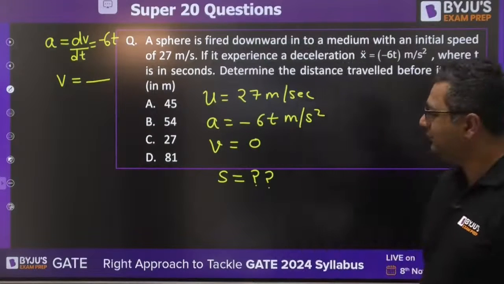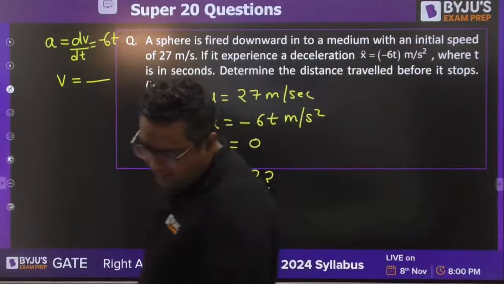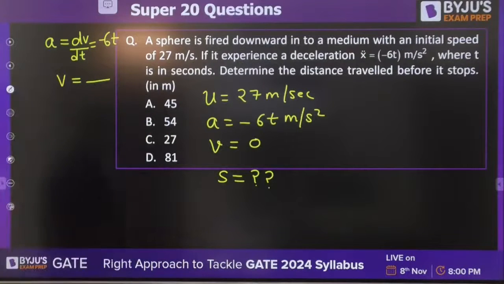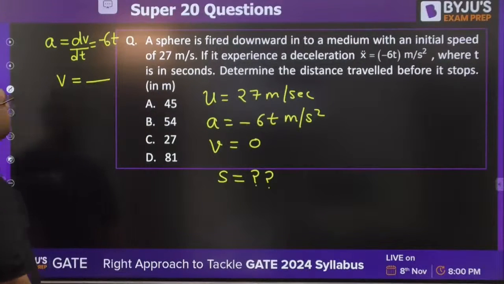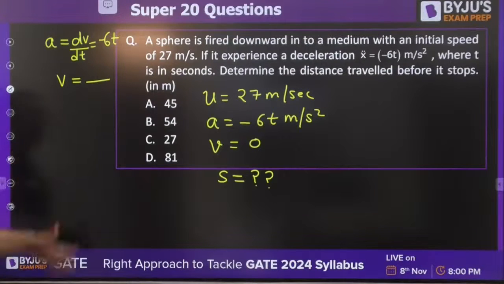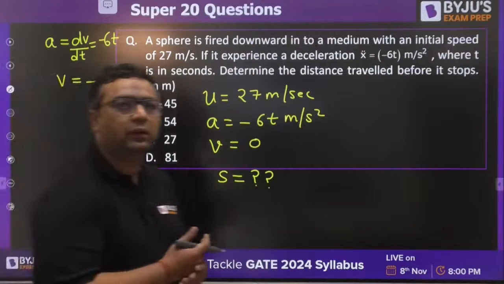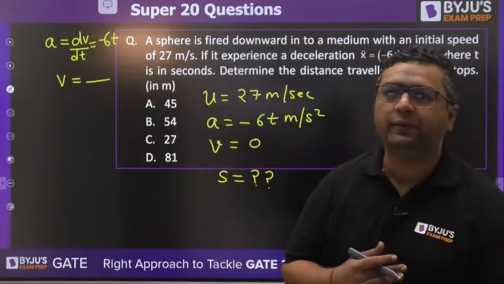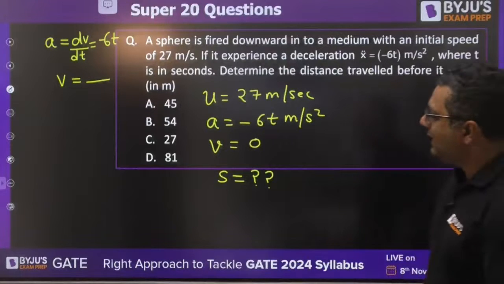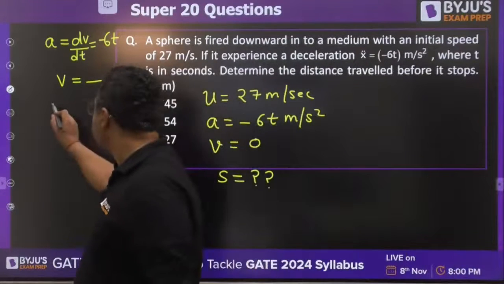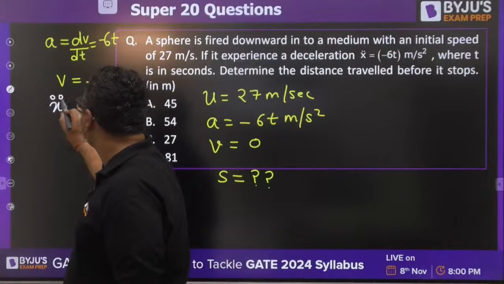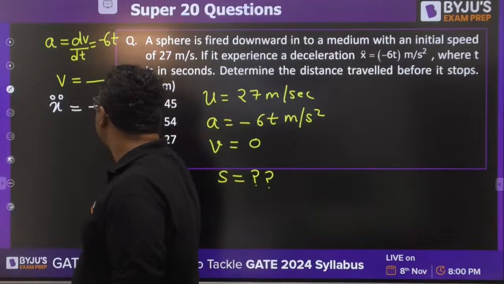Try to solve it, guys. So when you are going to have this, x double dot is given to you as minus 60. Yes, solve it. So guys, you can see acceleration, which is given as x double dot, is equal to minus 60.